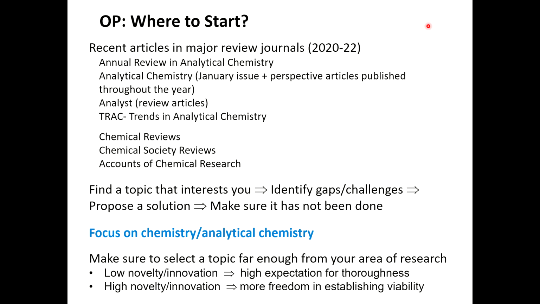So if you go to Chemical Reviews, you will have comprehensive reviews, like 50 pages with 400 citations or more. That's a huge task to read a lot of reviews, right? That are comprehensive. So just go to short reviews. Annual Reviews in Analytical Chemistry are usually quite short. Analytical Chemistry January issue, usually short reviews. Analyst has some review articles. Trends in Analytical Chemistry are short review articles.